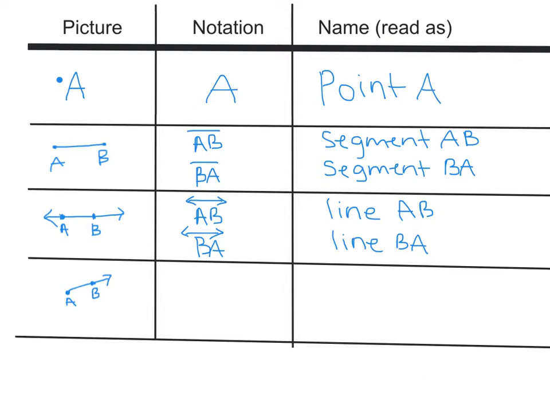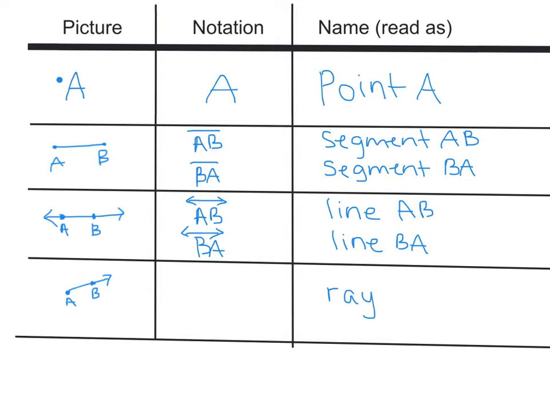Now the next one absolutely does matter, because if you look at this scenario, I have one endpoint and one arrow. This means it starts at A and it passes through B and it goes in that direction. You do not have a choice here. Order is super important. Let's talk about how to read that. One endpoint and one arrow. We need a name for that. The name is ray. It is a ray. It has an endpoint, and it has a point where it passes through.